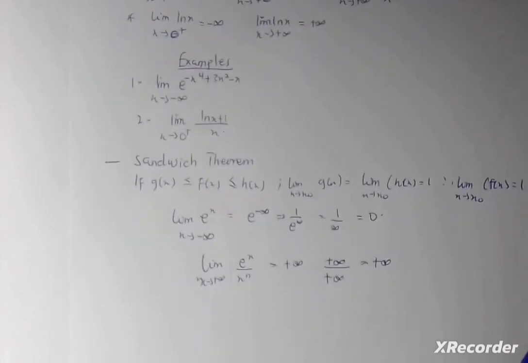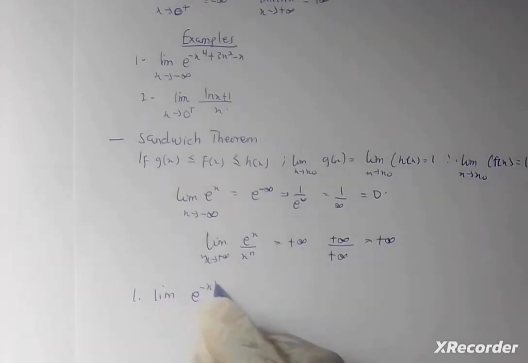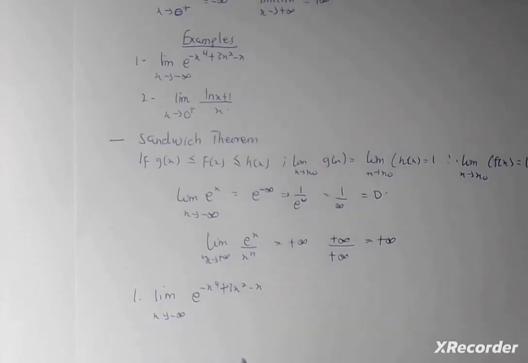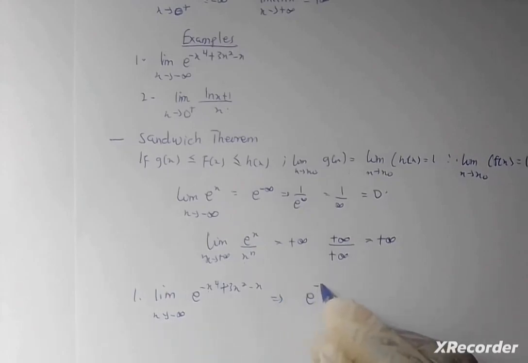So the first example is the limit of e to the power negative x to the power 4 plus 3x squared minus x as x approaches negative infinity. Here you know that wherever you see this x, you put negative infinity there, and I'm going to get e to the power negative of negative infinity all to the power 4 plus 3 negative infinity squared minus negative infinity, so minus negative infinity.